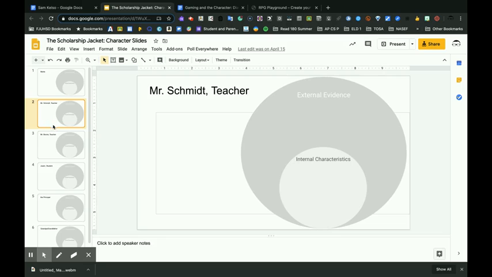For each character, they added external evidence. Why do we see a character behaving a certain way externally? But internally, what does that say about that character? And that prompted some really good discussions.